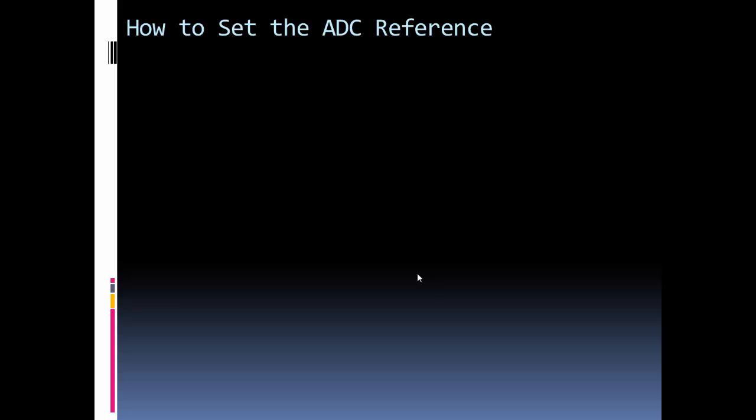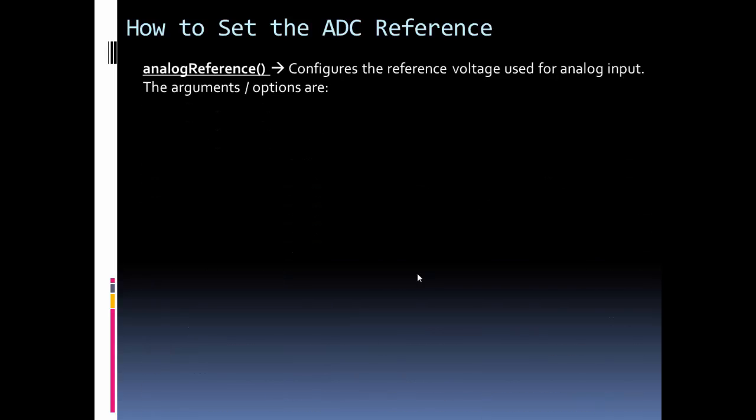So how do we set the reference on the ADC? Well, we could use registers. That gets a little tricky, but luckily the Arduino IDE already has the capability built in, and a lot of people just don't know about it. The function you'll be using for this is the analogReference function. You don't need to add any libraries. This is already built in, and I'll show you how to use it. It allows you to choose the reference for your ADC.